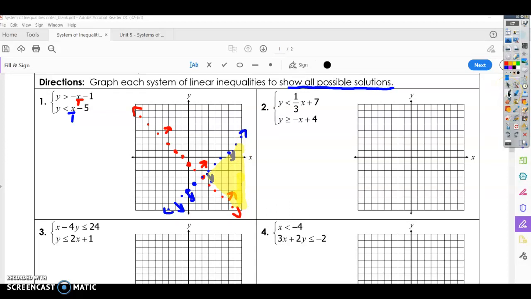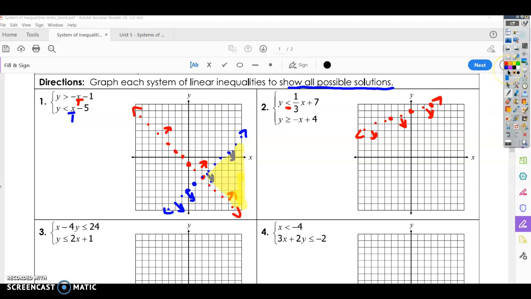If I look at number 2, let's use 2 different colors again. The first one says +7. So 1, 2, 3, 4, 5, 6, 7. I'm going to put my y-intercept there, and then a slope of 1/3. So up 1, over 3, or down and back 3. Again, this one is a dotted line, so I can just put some dots in there. And this one says less than. I'm going to draw this arrow to remind me that the first line is less than.